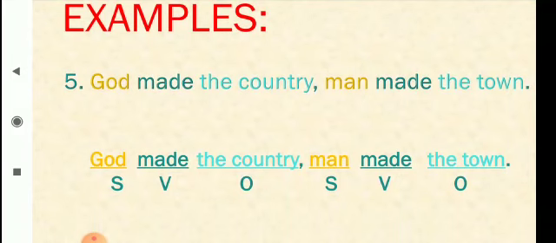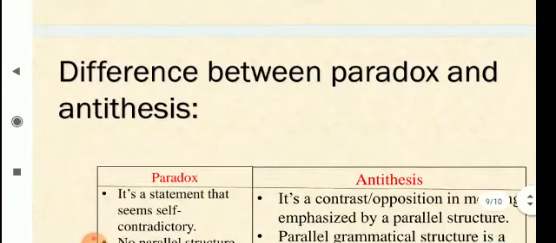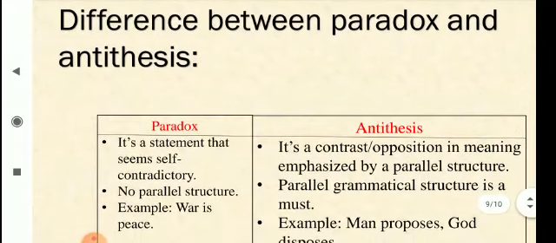I hope now you understand what an antithesis is, and you will be able to find it out. Now we see the difference between paradox and antithesis, because both these two things are on your syllabus. Paradox. What's a paradox? It's a statement that seems self-contradictory, a self-contradictory statement that turns out to have a valid meaning on second thoughts. That is a paradox. And what is an antithesis? It's a contrast or opposition in meaning emphasized by a parallel grammatical structure. Right?